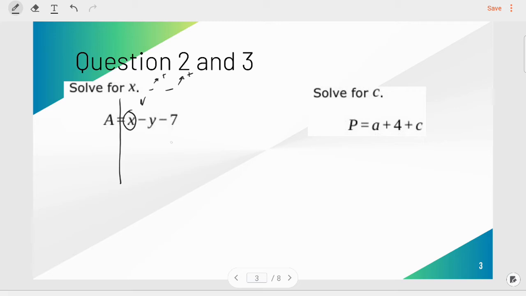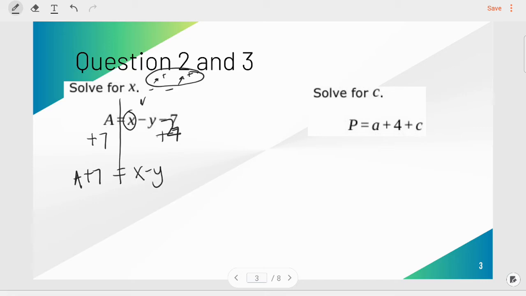Now, which one do you get rid of first? Well, order of operations says addition and subtraction are on the same level, so it does not matter which one I get rid of first. So I just work furthest to closest to give myself a structure. So I'm going to add 7 to both sides. That leaves me with a plus 7 is equal to x minus y, and that's gone now.